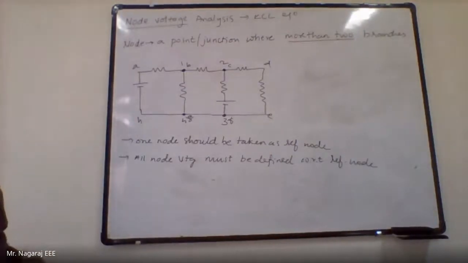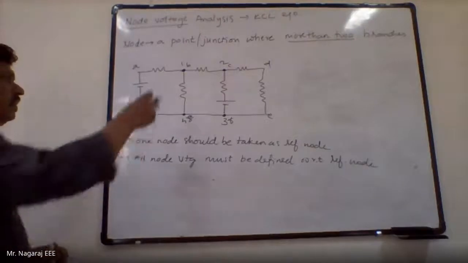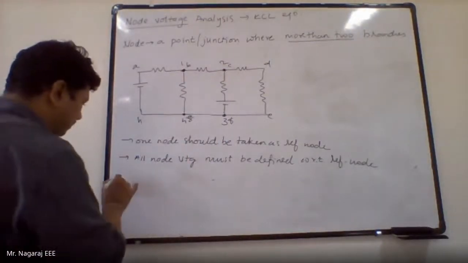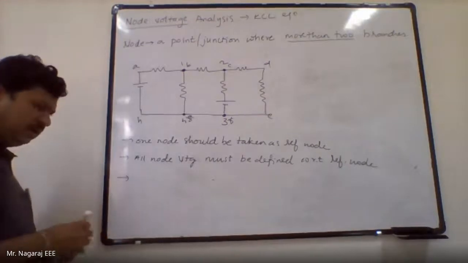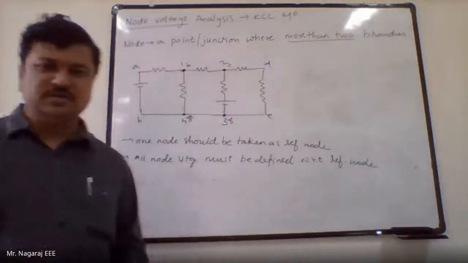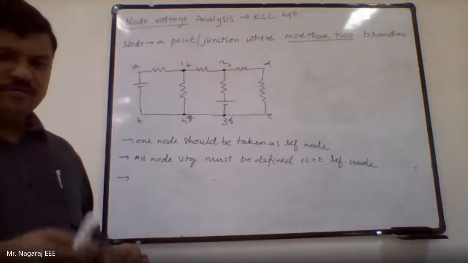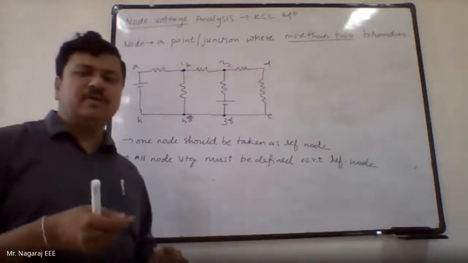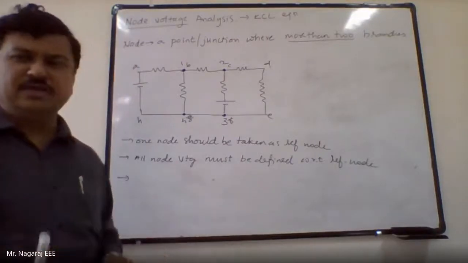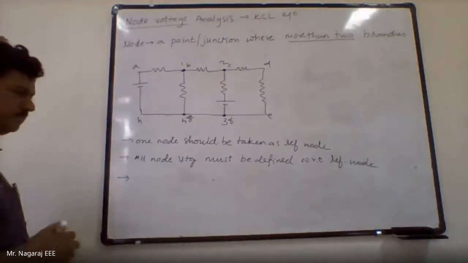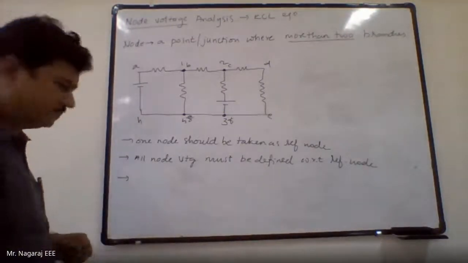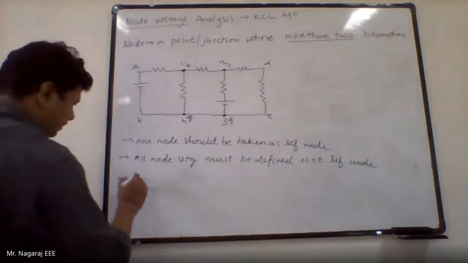Now, which node has to be defined as reference node? Should I define node 1, node 2, node 3 or node 4? So I should define a particular node as a reference node which will give us more advantage. That is, a node which is connected with the maximum number of branches should be defined as reference node. Then it will be very easy for us to analyze. Equations will have a lesser number of terms.